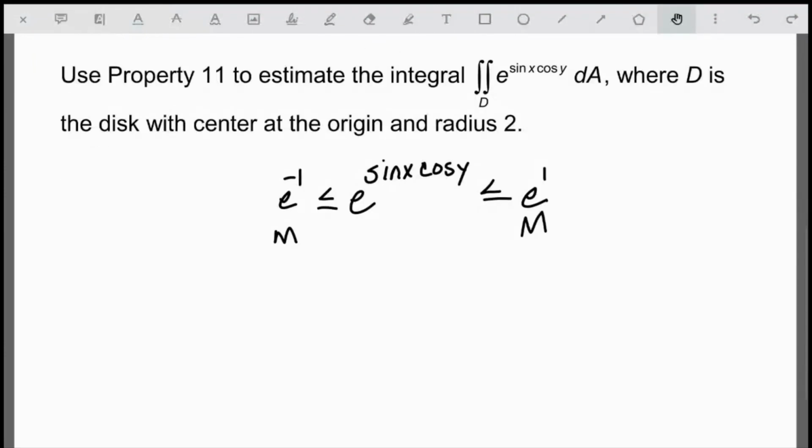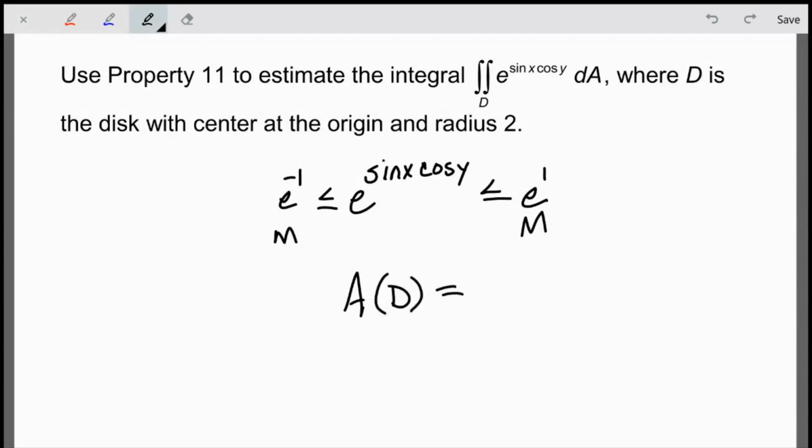And now what we do is just say, okay, if we want to bound this integral, let's assume that we have the maximum value over the entire region, or we have the minimum value over the entire region. So the only thing we really need here is, what's the area of this disk, of this region D, right? Well, the area of that disk, if it's a disk with center at the origin and radius of 2, it's just a circle. A circle with radius 2 is going to have an area of pi r squared, which is just going to be 4 pi.